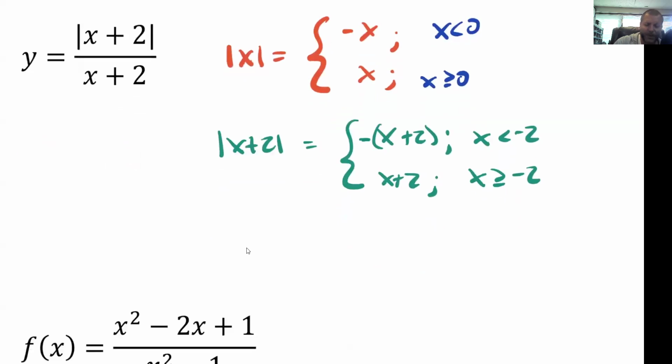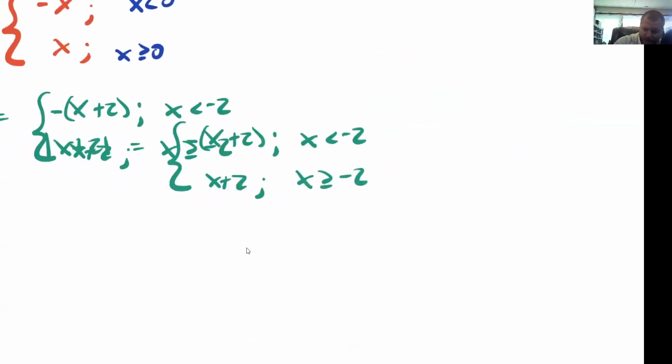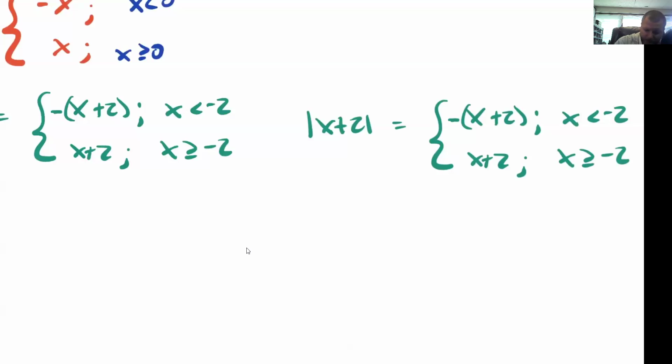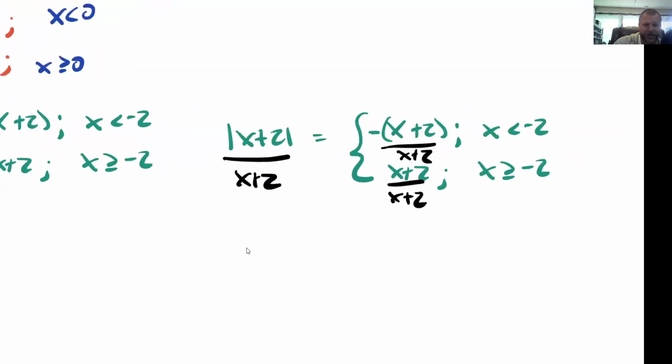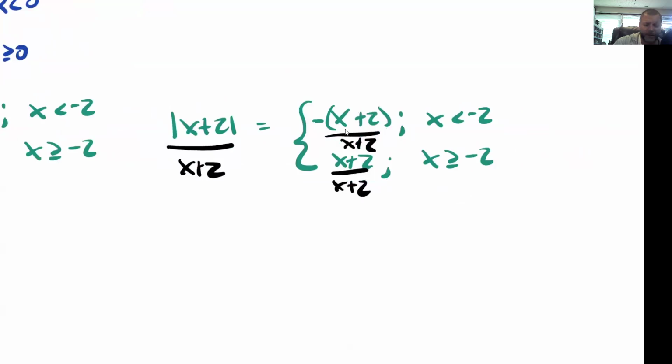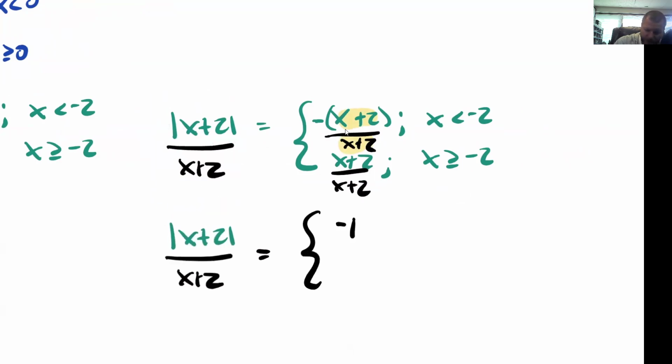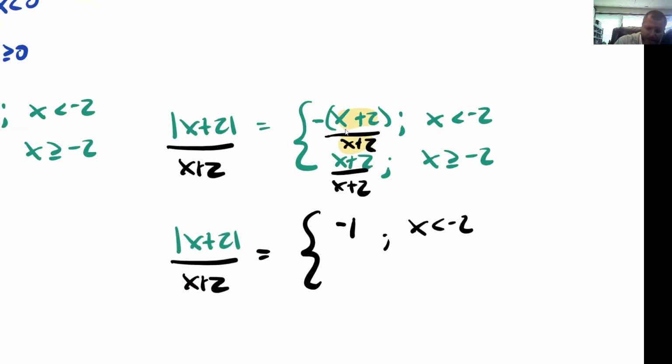All right, so then we can take this function, and, well, since I'm dividing by x plus 2, it means I would divide each of these by x plus 2, and x plus 2. All right, so if we do some simplification, this x plus 2 and that x plus 2 cancel, and we'll be left with -1. So this function here is going to be equal to -1 when x is less than -2. And then same thing here.